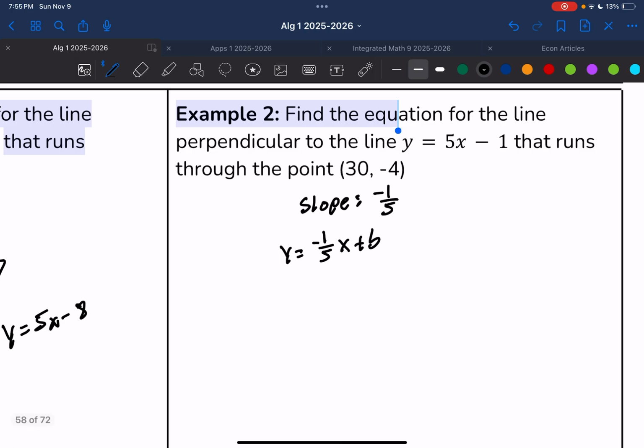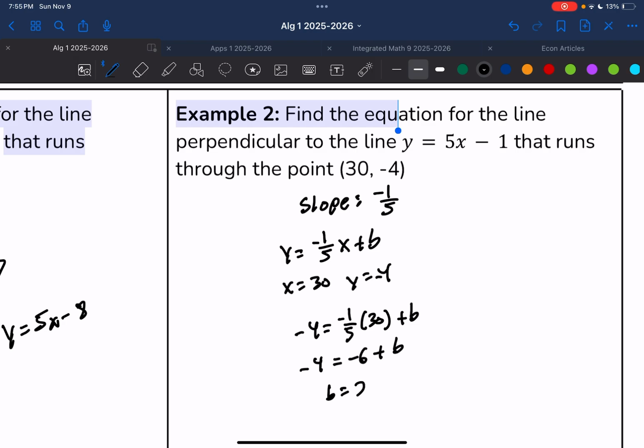And we know that when x is 30, y is -4. So it means -4 is equal to -1/5 times 30 plus b. It means -4 is equal to -6 plus b, which means b has to be equal to 2. So you know that this line is going to be y is equal to -1/5x plus 2.